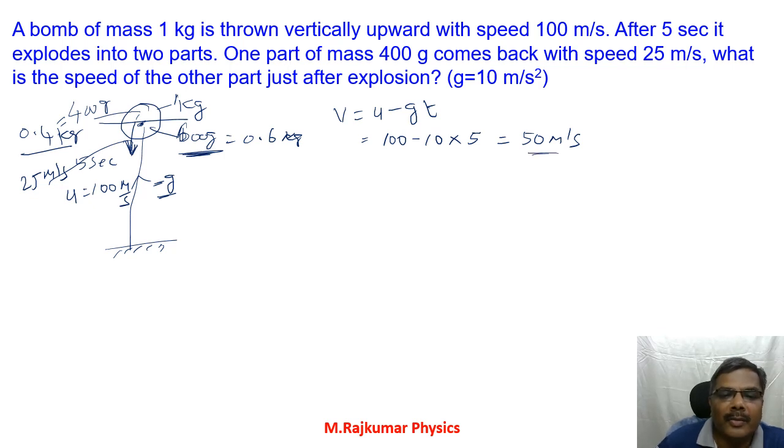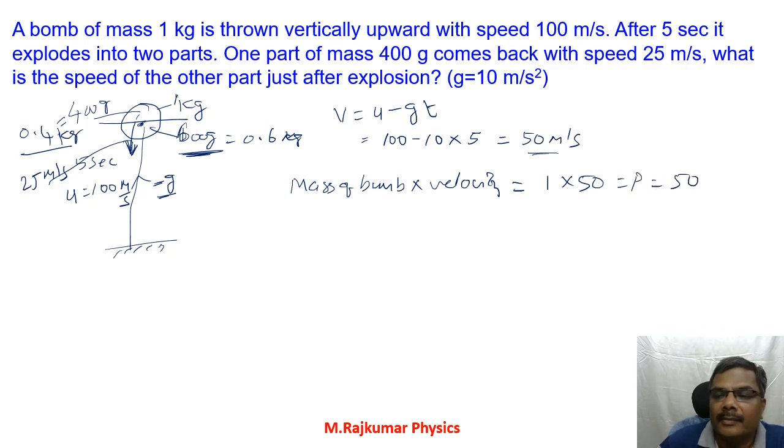So what is the momentum of the bomb, the initial momentum before explosion? Mass of bomb into velocity. The mass is 1 kg, so 1 into 50. That is the p value, 50 kg meter per second. This 50 is exploded into two pieces.